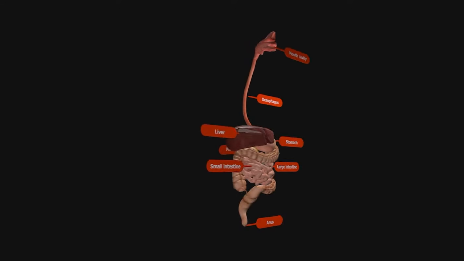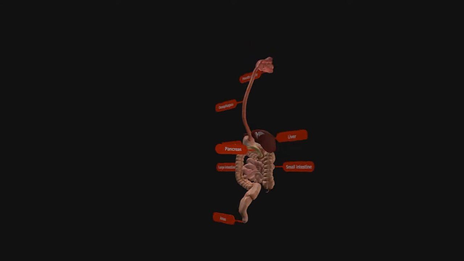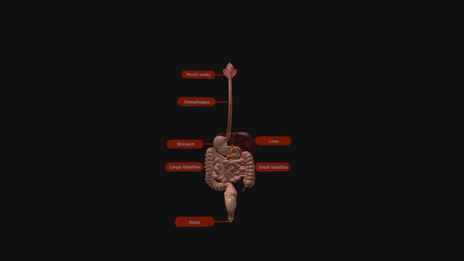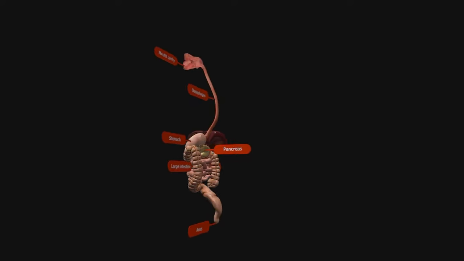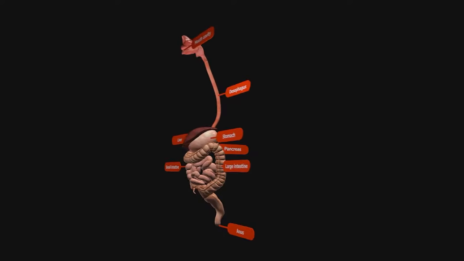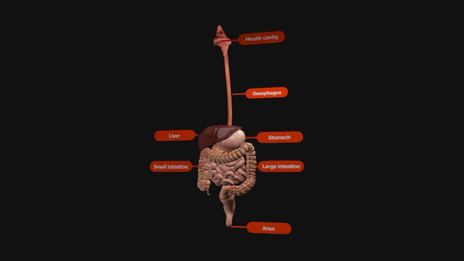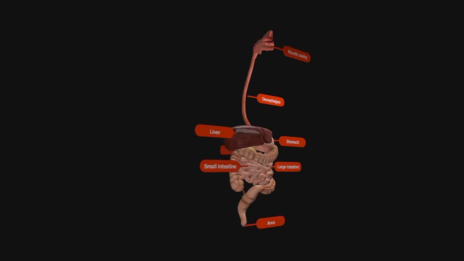The mouth is where food enters the body and where the process of digestion begins. The mouth contains teeth, which mechanically break down food, and the tongue, which helps to mix food with saliva. The esophagus is a tube-like structure that connects the mouth to the stomach.